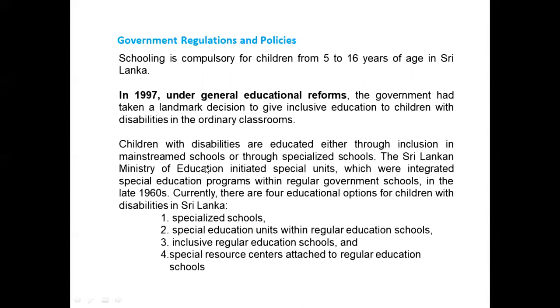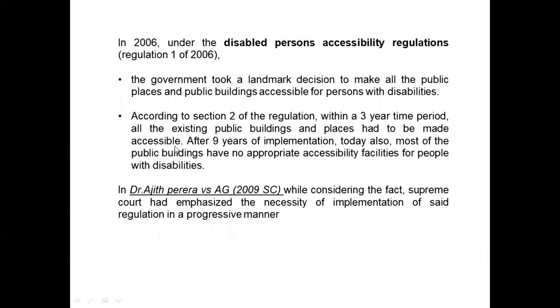The Sri Lankan Ministry of Education initiated special units, which were integrated special education programs within regular government schools, in the late 1960s. Currently, there are 4 educational options for children with disabilities in Sri Lanka. First, specialized schools. Second, special education units within regular education schools. Thirdly, inclusive regular education schools, and fourth, special resource centers attached to regular education schools.